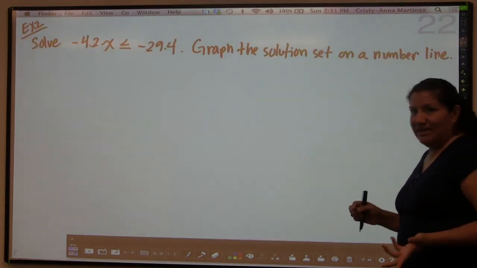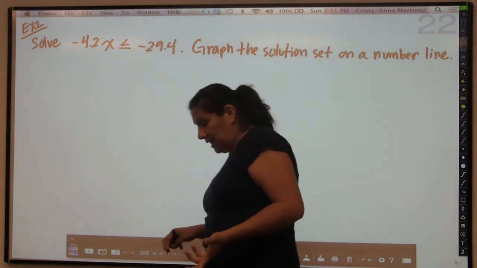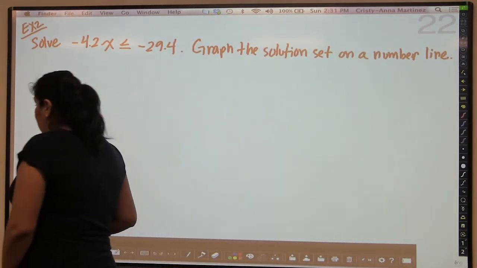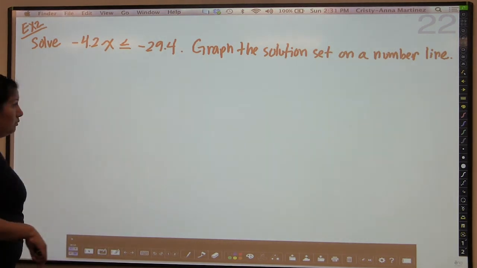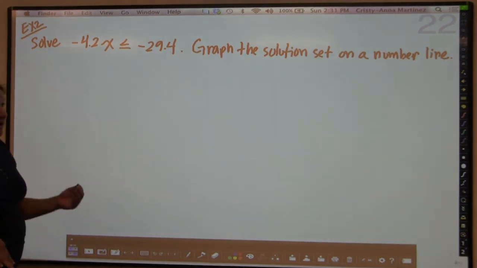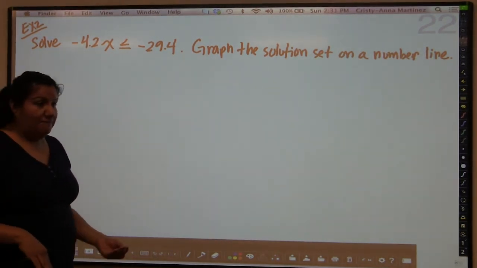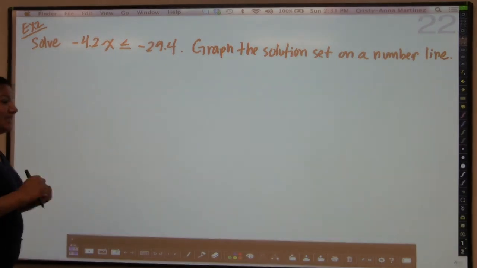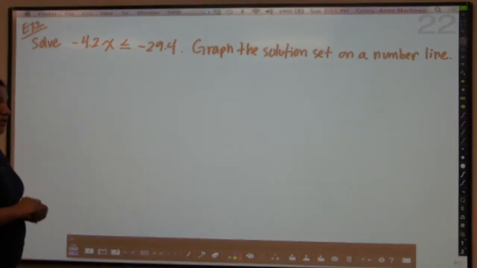The second thing that is different with inequalities is that sometimes you have to reverse the inequality symbol. And you have to reverse the inequality symbol anytime that you multiply or divide by a negative value. It does not matter if your final answer is negative or positive. That is not what qualifies you to reverse the symbol. Anytime you divide or multiply by a negative, you need to reverse that symbol.